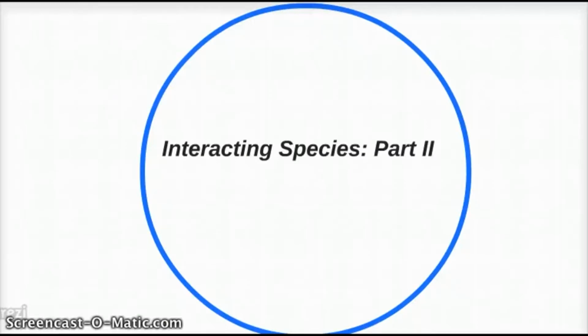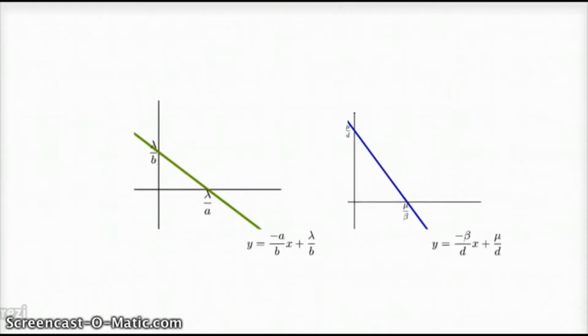We continue our discussion on interacting species. This is part 2 of 3. We are in the process of computing an interior steady state, or an equilibrium point, that lies in the interior of the first quadrant in the phase plane. So we had reduced our calculation to the equation of a line.